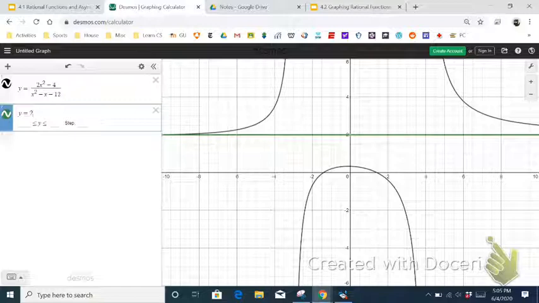Now, I'm running out of time here, but in the next video, we're going to look at what happens when the degree of the numerator is higher.